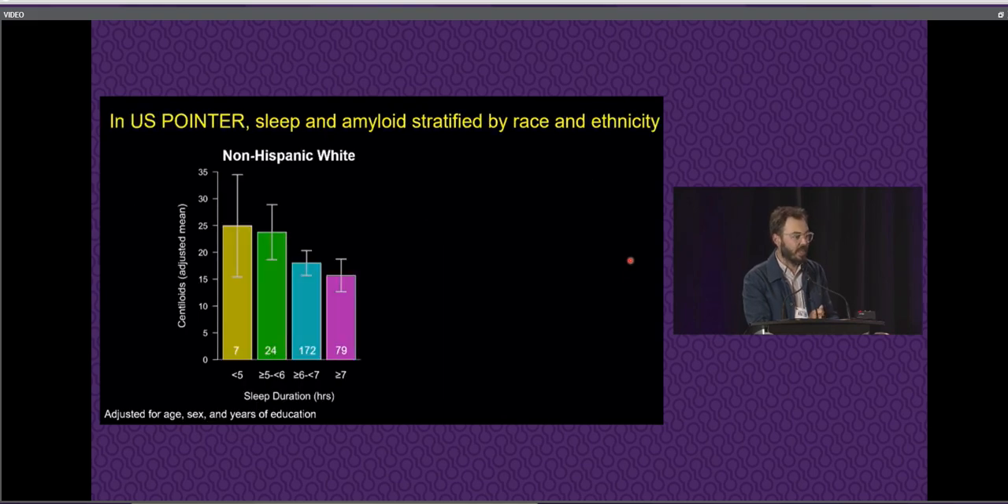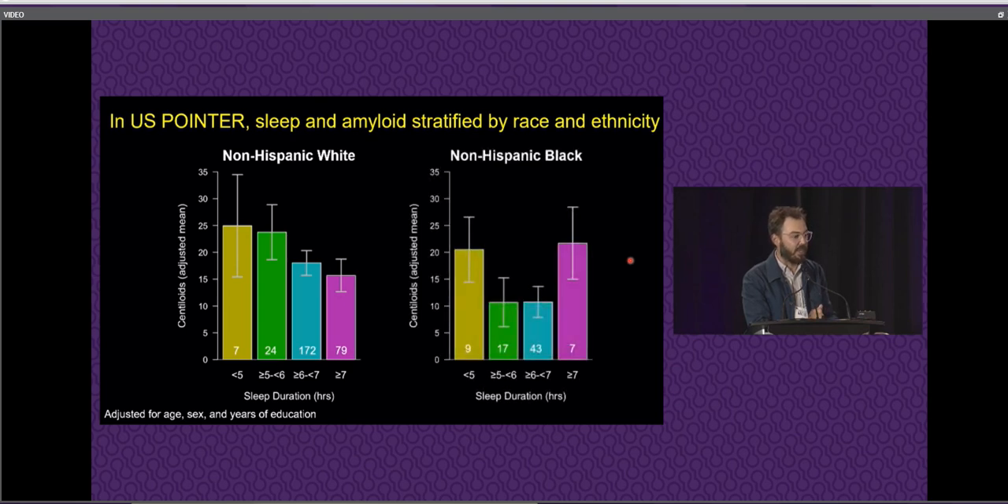Okay, so the next thing that I wanted to do was to stratify the sleep and amyloid relationship by the different demographic factors that we know are related. So first, only in the non-Hispanic white participants, we see a relationship that's very similar to what we saw in the overall cohort. But when we look only in the non-Hispanic black participants, the sample size is relatively small compared to the other plot. We do see a very different pattern, almost suggestive of a U shape.